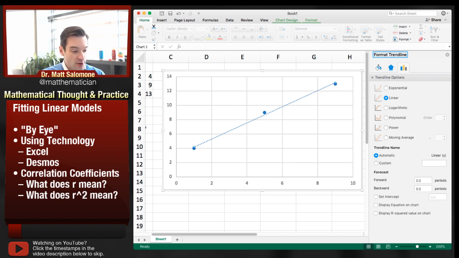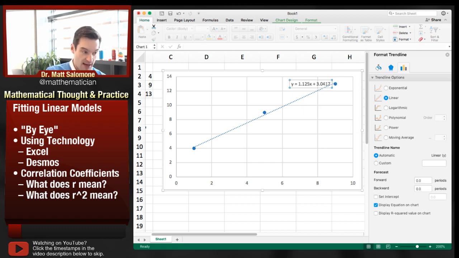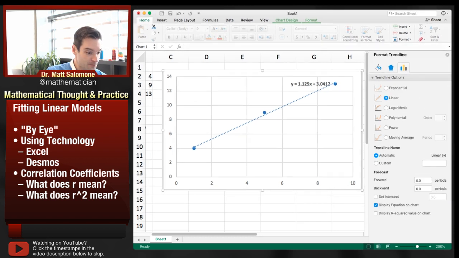But if we actually want to do anything analytical with the equation that we're working with, we are also going to want Excel to display the equation and also display the correlation coefficient, the R² value. And there is an option down here at the bottom in these checkboxes to do both of those things. So choose to display the equation on the chart, and sure enough, it pops up with this trend line equation. This is exactly the same one that Desmos gave us a few minutes ago. And likewise, display the R² value.